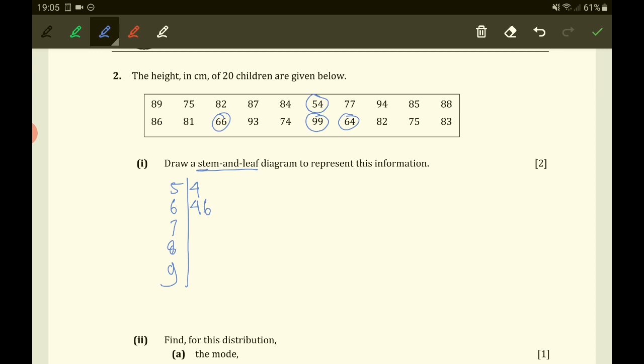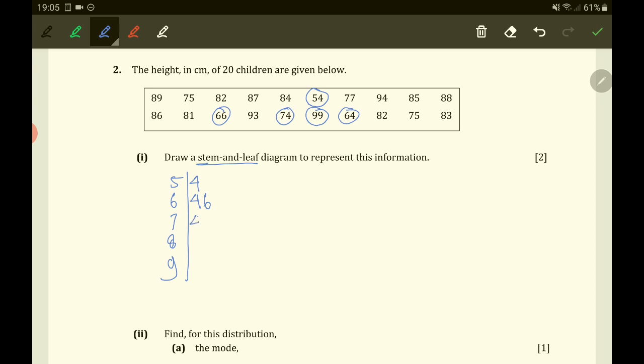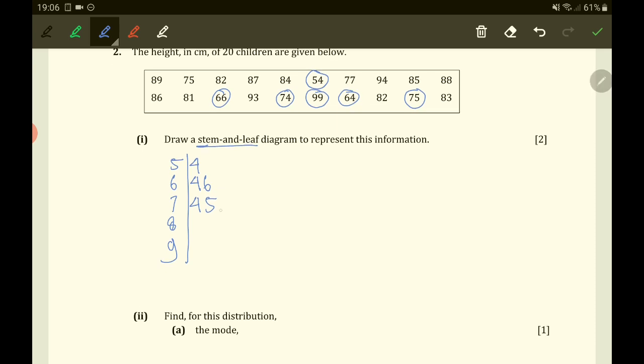And then 7, start from 7. Then we have 74, 7 and then 4. And then after that, what is it again? 75, 7 then 5, and so on. You try to find all the data and then order it from the smallest to the highest, yeah. Okay, so I just want to continue the process.